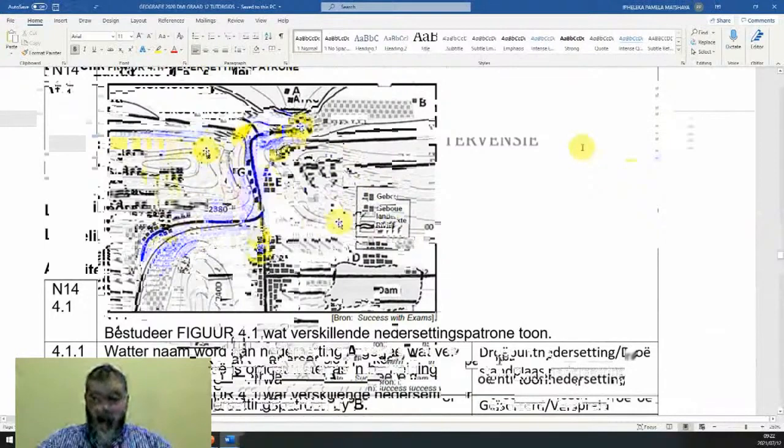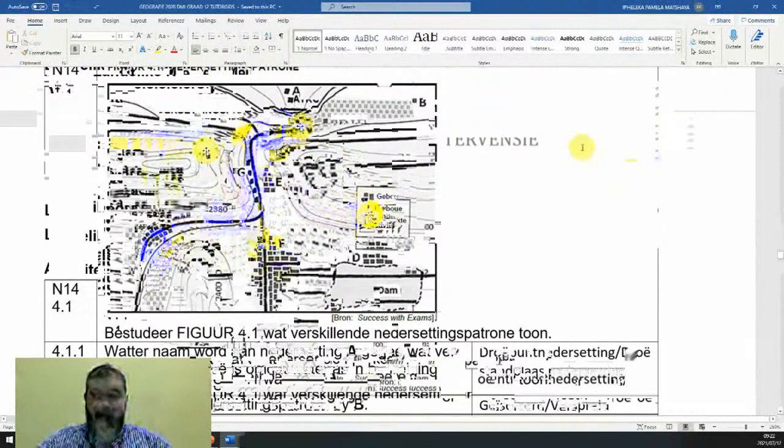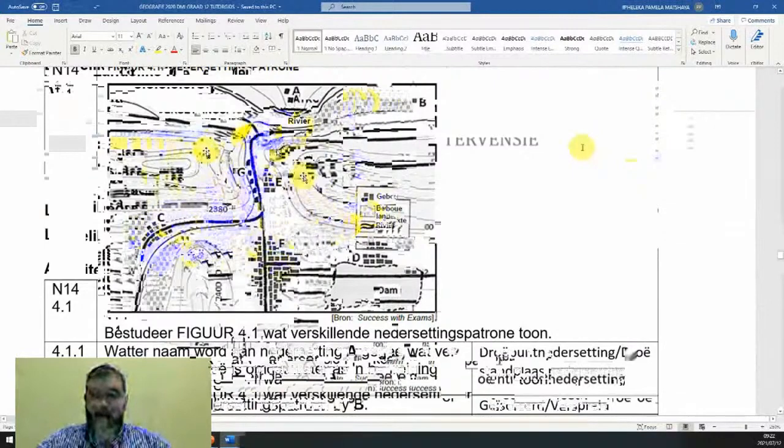Then, gebouwe, buildings. So all these are buildings. Bewerkte landerye is cultivated lands. So there is cultivation taking place there, farming. And here, those are cultivated lands. And in the river, we see there's a dam also over here. So we've got some sort of a fair idea of what is happening.